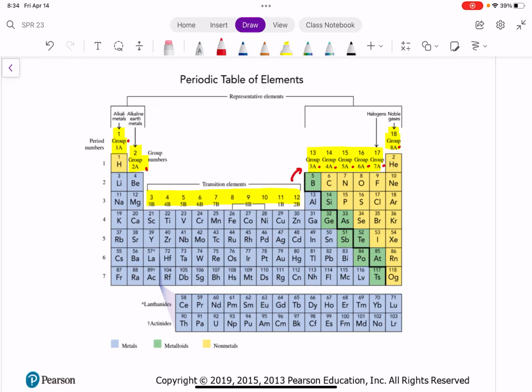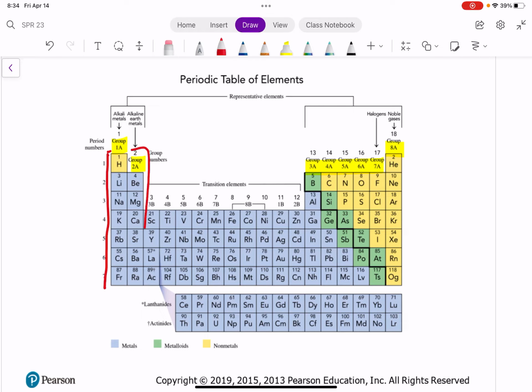But I actually prefer, and I'm going to recommend that you get used to using the AB version. I know it sounds more complicated, but it's better, I think, for our purposes. So think of it as group 3A, 4A, 5A, 6A, 7A, 8A, rather than 13, 14, 15, 16, 17, 18.